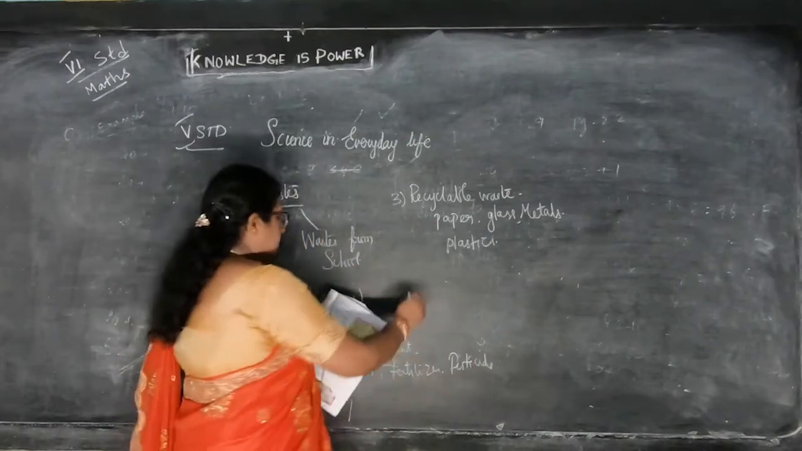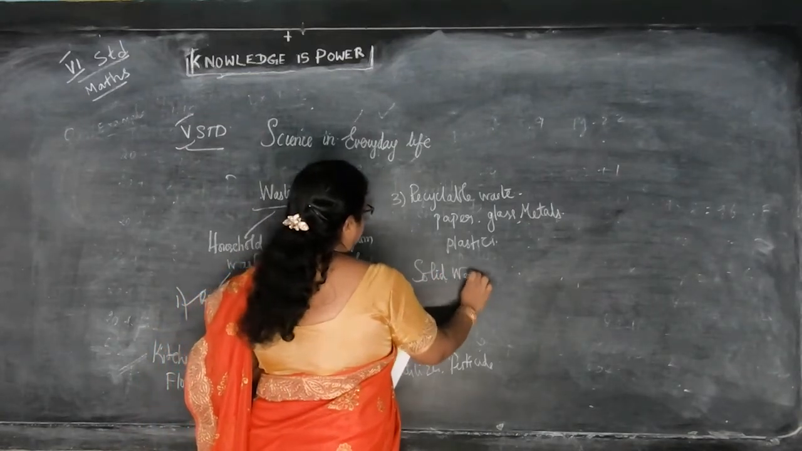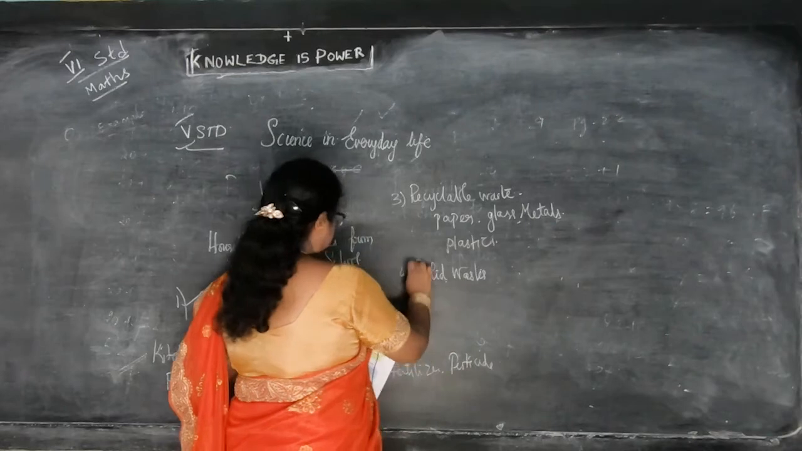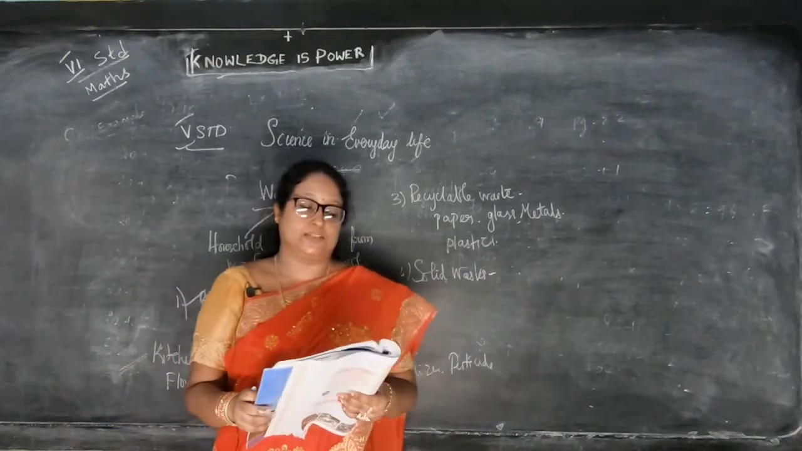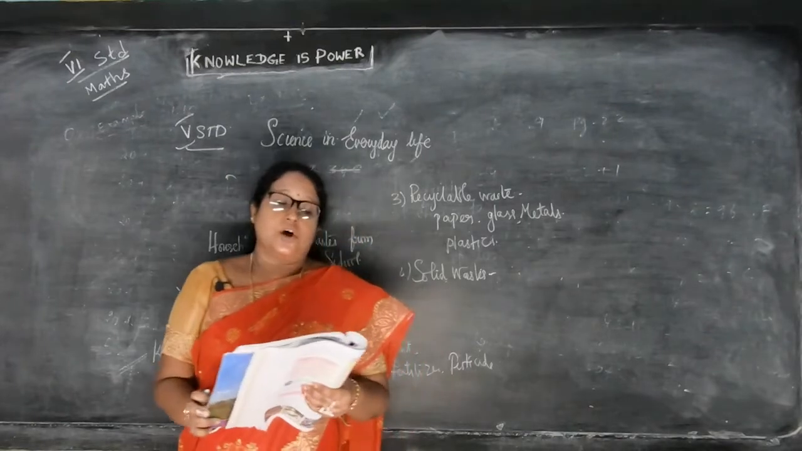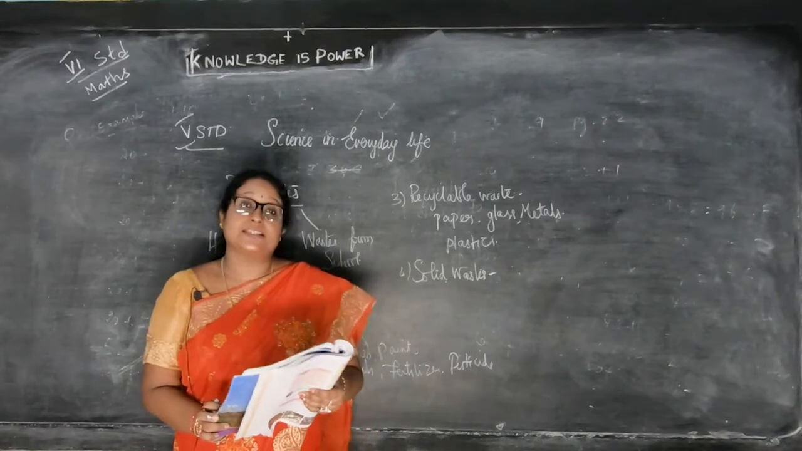Next, if you take the solid waste, what is the fourth one? Solid waste is clothes soiled with blood and other body fluids. So these are called solid waste, that is clothes with blood and other body fluids.